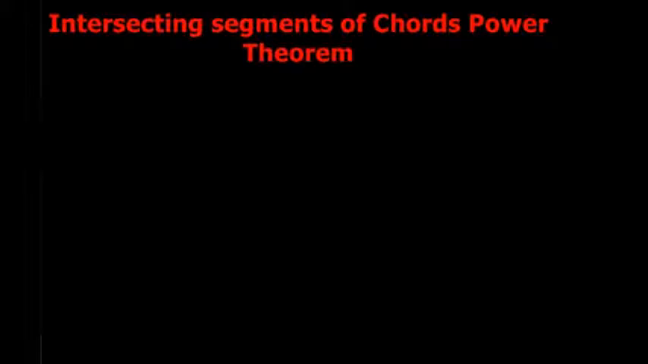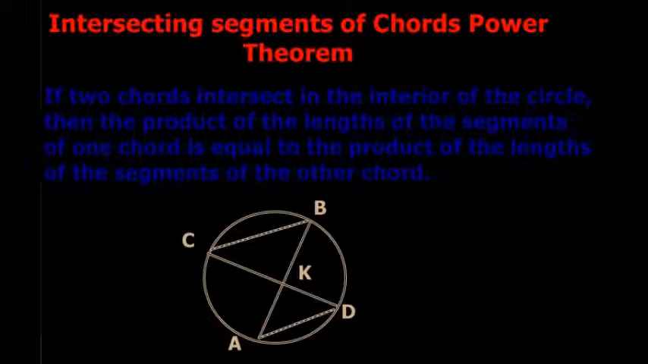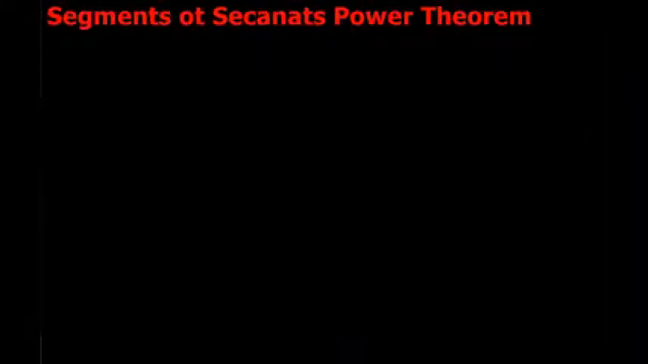Intersecting segments of chords power theorem. If two chords intersect in the interior of a circle, then the product of the lengths of the segments of one chord is equal to the product of the lengths of the segments of the other chord. Chords AB and CD intersect at K.